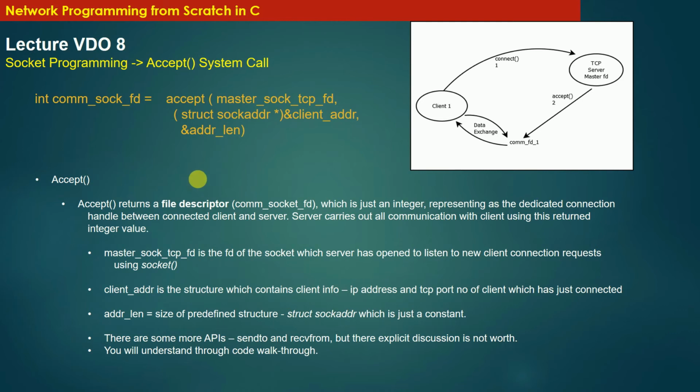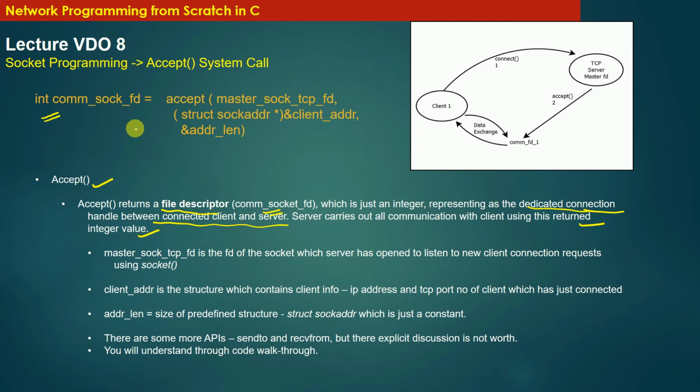So guys, let us discuss the synopsis of the accept system call. So let us revise. The accept system call returns a file descriptor which is called communication file descriptor and which is just an integer value. In fact, in Linux, every file descriptor is represented as integer, right? So this communication file descriptor actually represents a dedicated connection between client and the server. Server carries out all the communication with the client using this returned integer value, which we call as communication file descriptor. So above you can see given the synopsis of the accept system call.